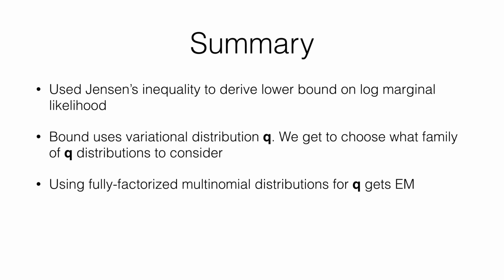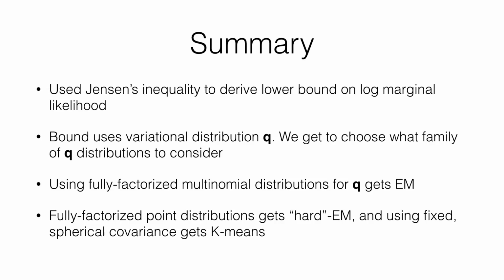So if we use a fully factorized multinomial distribution for Q, we get the EM algorithm. And if we use the fully factorized point distributions, we get the hard EM algorithm, which, if we fix the covariance matrices to be spherical covariance and remove the prior, we get the k-means algorithm.